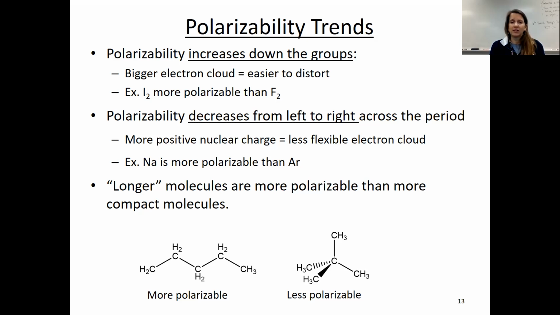And then the other polarizability trend is the length of the molecules. So longer molecules are more polarizable than compact ones. There's more surface area, more things can get around that particular molecule if it's longer, and the electrons can get moving easier. So you can see here, down here at these two pictures, we've got the same amount of carbons, we've got the same amount of hydrogens, but this one on the left, because it's a longer chain, is more polarizable. We can get the electrons moving easier because we can get to those electrons easier than if things were more compact in this picture on the right.